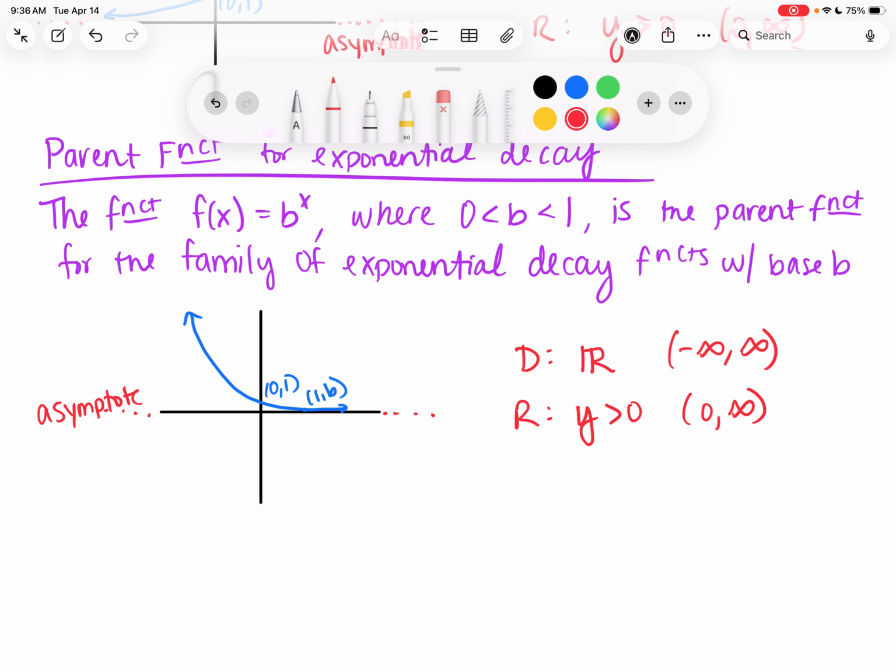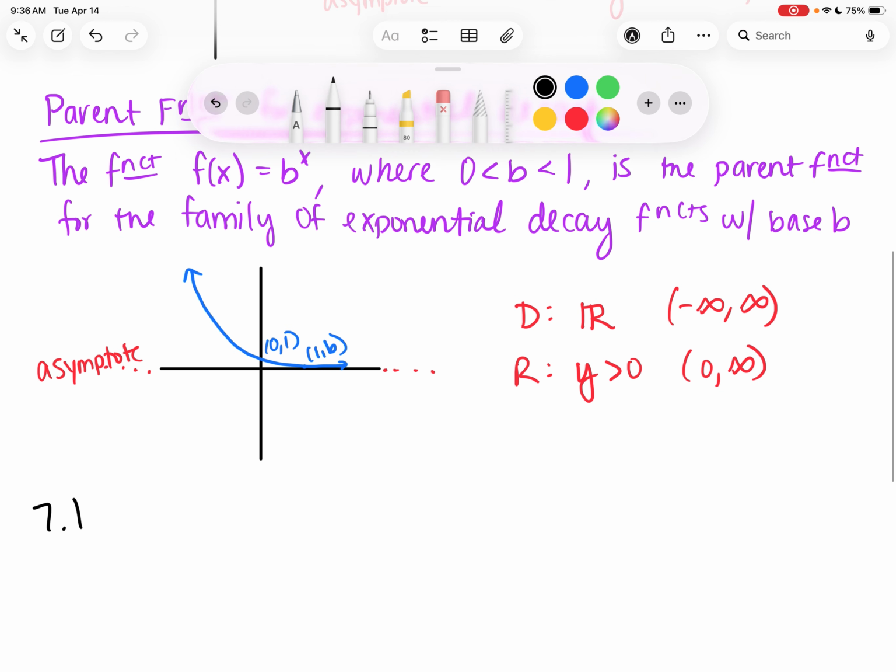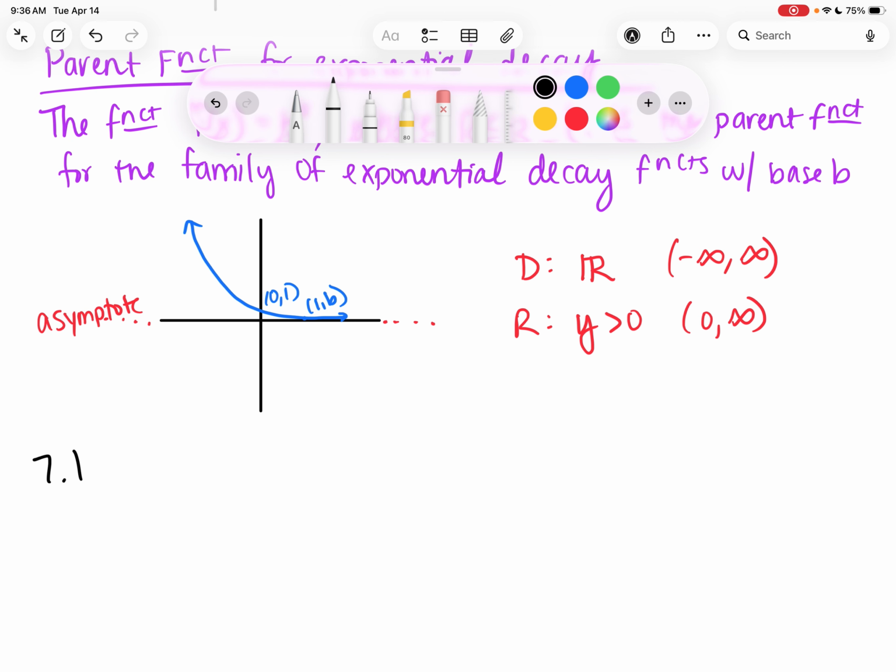So again, I'm going to put a mark here. These are 7.1 problems. So I'm on the right page.